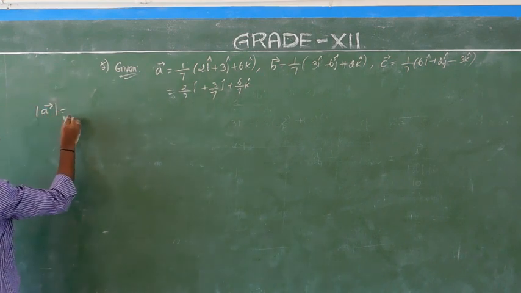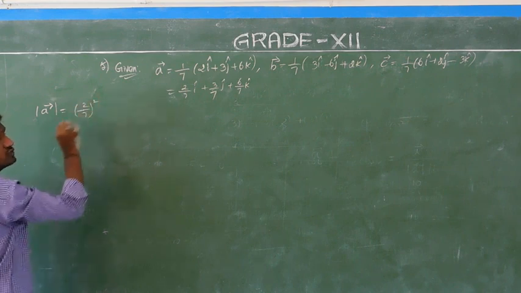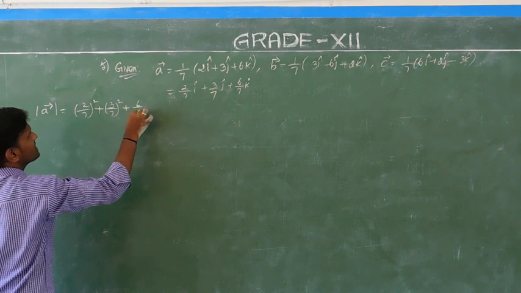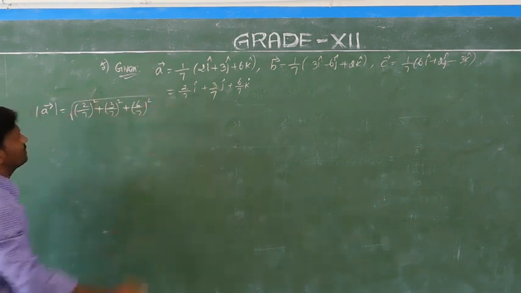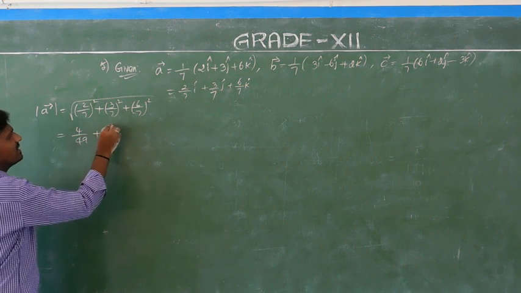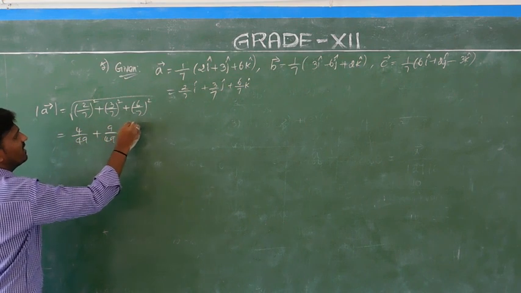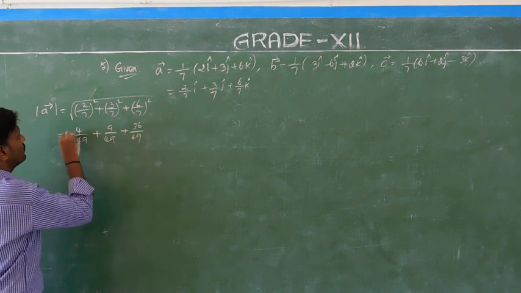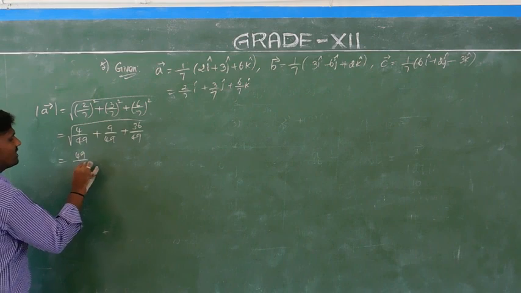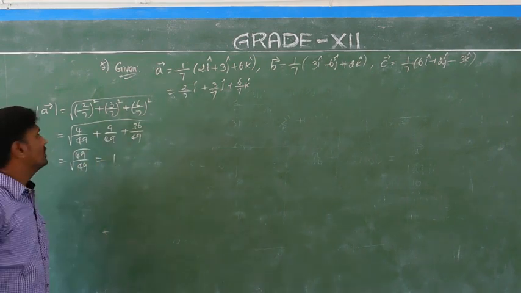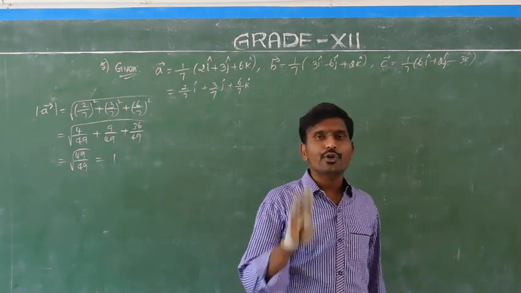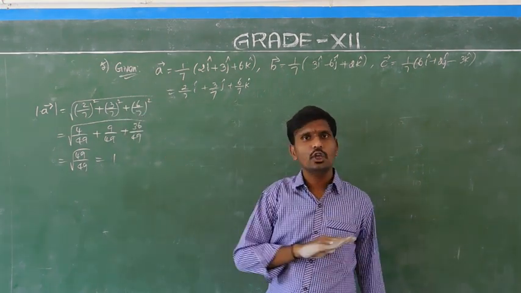Modulus of A vector is equal to square root of 2 by 7 the whole square plus 3 by 7 the whole square plus 6 by 7 the whole square. Okay, 2 by 7 the whole square, what will come? 4 by 49 plus 9 by 49, 3 square, then 36 by 49. So add all the three to get 49 by 49. So the answer is 1. So the modulus of A vector is equal to 1. You got it now. So the A vector is a unit vector.